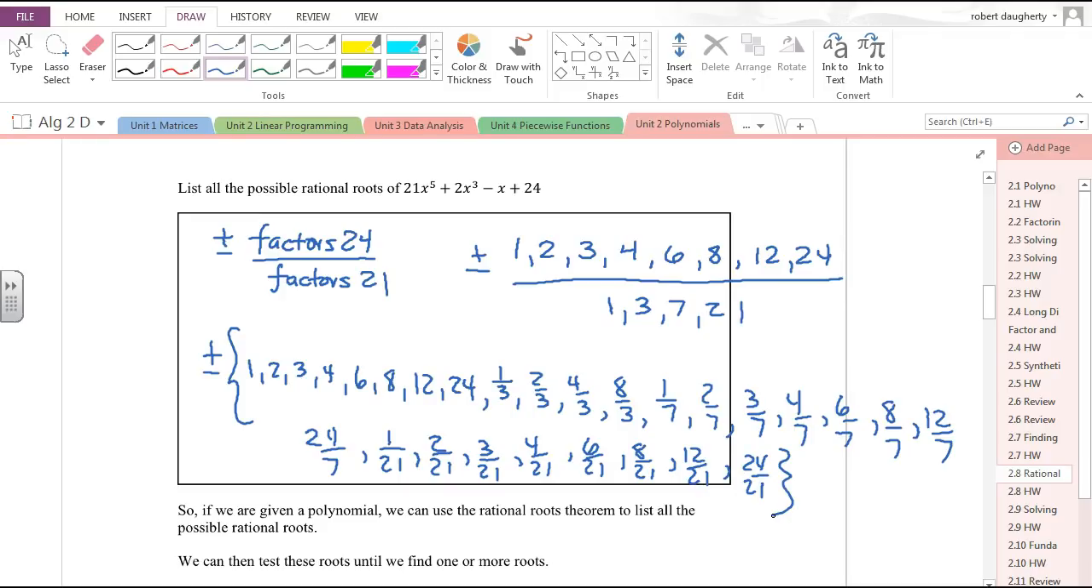How many are there? Let's see. 1, 2, 3, 4, 5, 6, 7, 8, 9, 10, 11, 12, 13, 14, 15, 16, 17, 18, 19, 20, 21, 22, 23, 24, 25, 26, 27, 28, plus or minus, that means 56 possible rational roots. So if I hated you guys, I would give you a list like this and make this be the one that works at the very end. No, but that's not what's going to happen. So you need to be able to create a list like this.